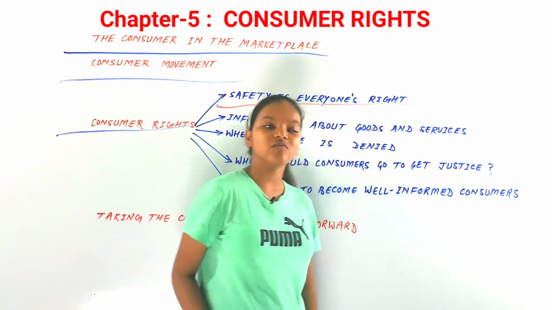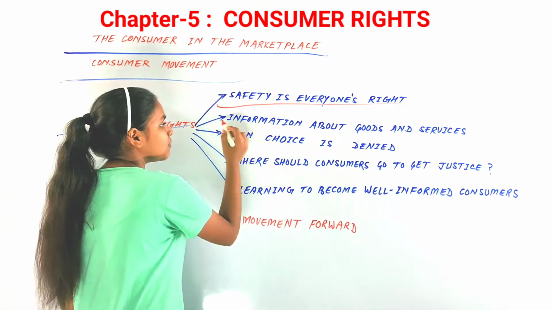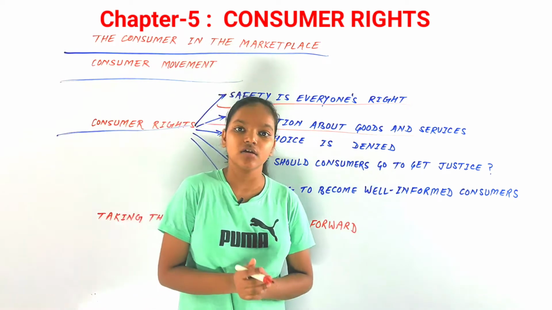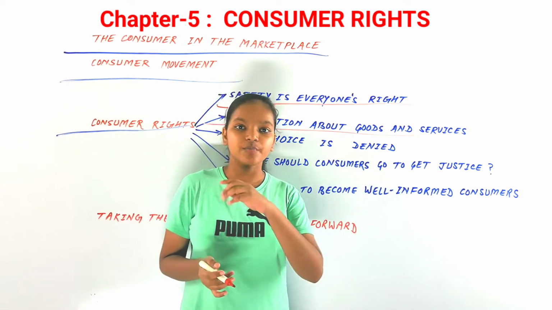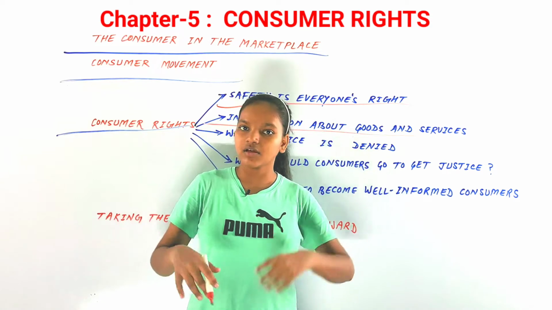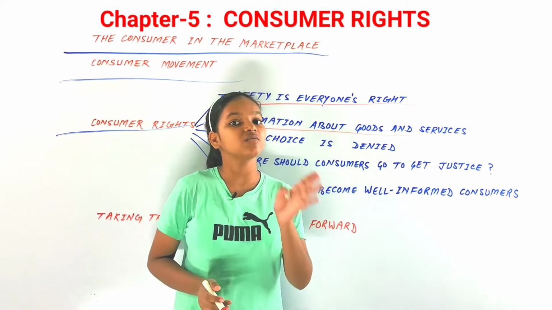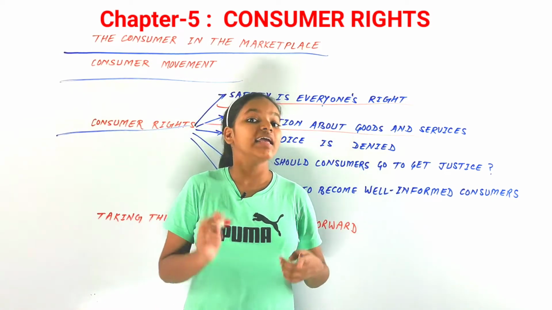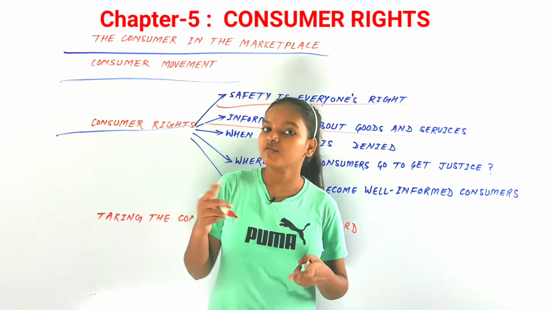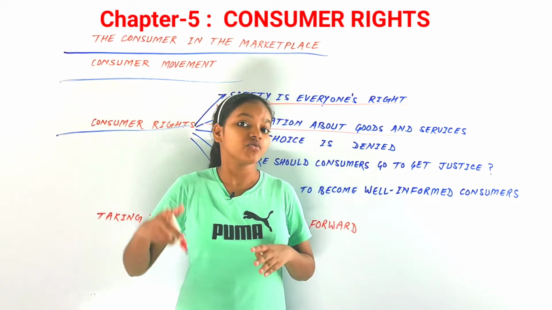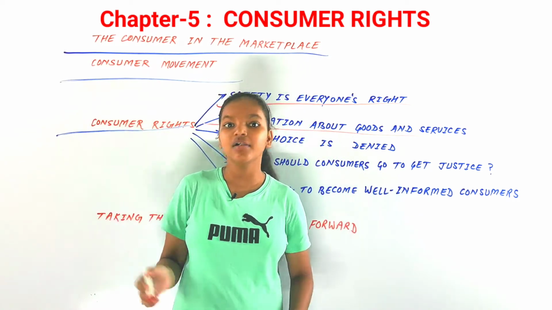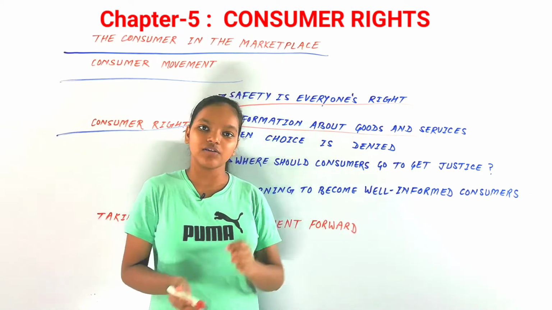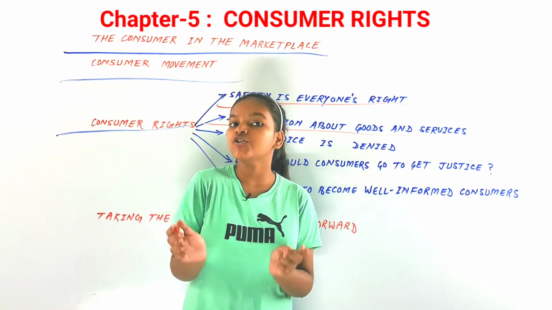After that, the next right that we shall discuss here is information about goods and services. Whenever you buy something, some product or item, you might have seen in its packaging that there is some information written about it: ingredients used, date of manufacturing, expiry date, manufacturer's address, manufacturer company, batch number, and all that information. Why is it so? What are the rules for it? You know, we have the right to be informed.